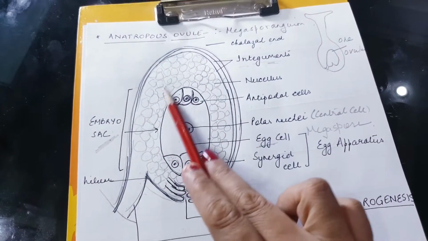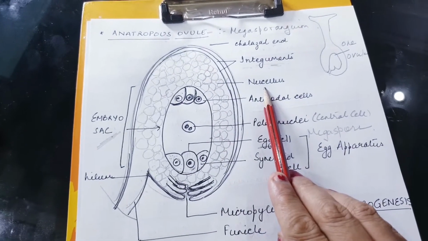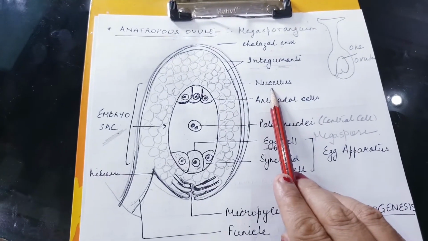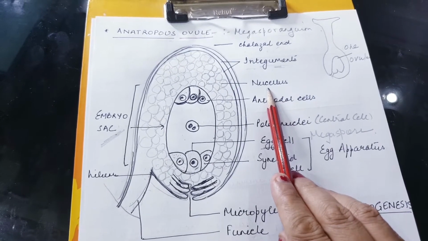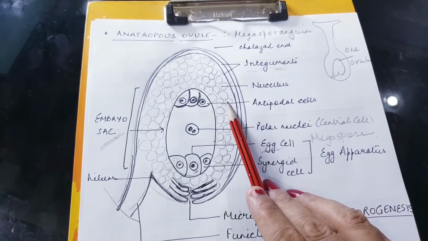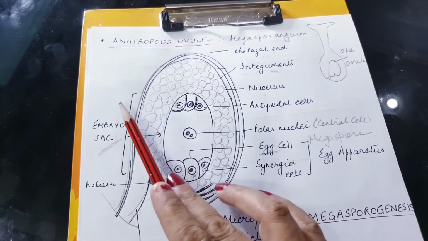Then I have drawn a few stuffing cells here. These stuffing cells are nucellar cells. These cells are all parenchymatous in nature and they are responsible for food storage and nutrition, right? In due course of time, in the center, this embryo sac is developed.